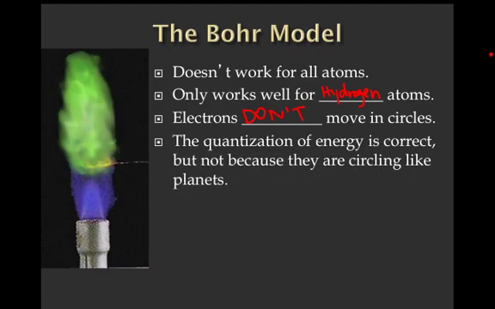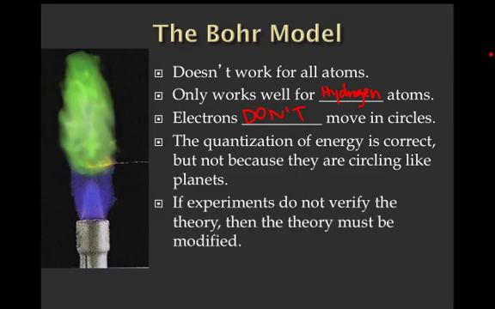The quantization of the energy is correct, but not because they're circling like planets. So there's more to this story than just the Bohr model. If the experiments don't verify the theory, then the theory has to be modified, and the Bohr model of the atom was modified to fit the evidence. So in our next podcast, we're going to look at the quantum mechanical model of the atom so we can describe what best fits the evidence that we know today. So I'll see you guys soon.